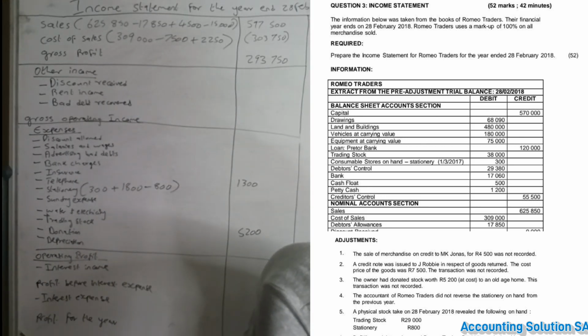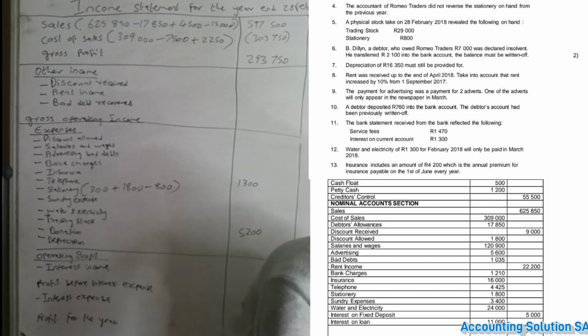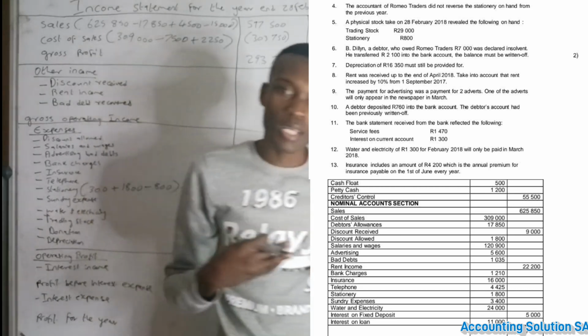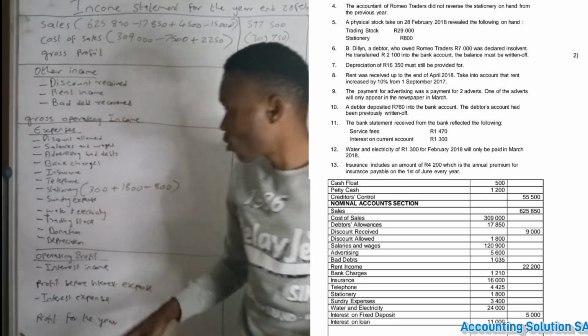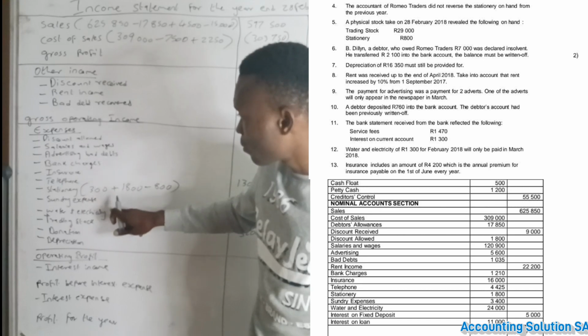Okay, then the following transaction is number 6. Bidilana, a debtor who owes Romeo Trade 7,100, was declared insolvent. If a person is declared insolvent, it means that the company has given up, that this person is not going to pay us anymore, which means that we have to write off that person. He transferred an amount of 2,100 into the bank account. The balance must be written off, which means that from the amount that he owed of 7,100, he managed to pay 2,100, which means that the 4,900 he didn't manage to pay is going to be written off as a bad debt. Okay, what is bad debts account here? Bad debts.